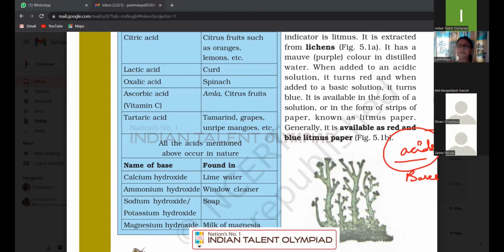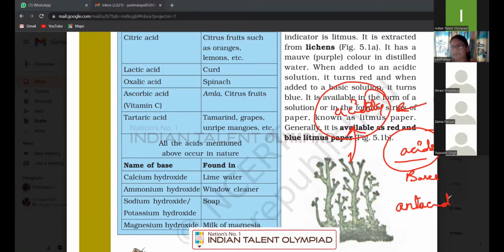If the production of that hydrochloric acid becomes more in your stomach, then it will lead to acidity. And in order to neutralize this acidity, you will be taking tablets called antacids, right? These antacids contain magnesium hydroxide, which is nothing but milk of magnesia, Mg(OH)2, which will react with the excess acid produced in your stomach and neutralize it, right?